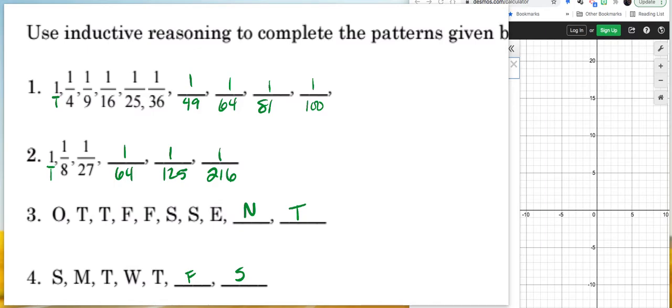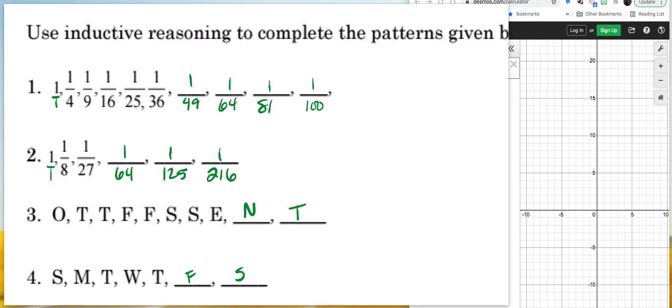Each of the numerators were just the number 1, so we're going to continue that. And the denominators in each term were increasing perfect squares. 1 squared is 1, 2 squared is 4, 3 squared is 9, and so on. So you're just continuing the pattern by typing in the number you want to square and putting that on the bottom.